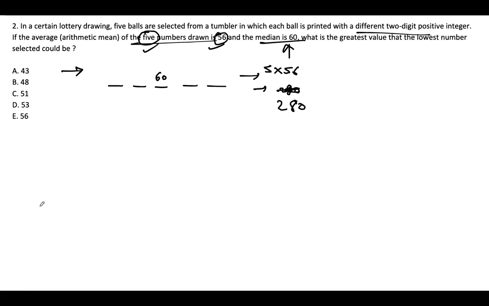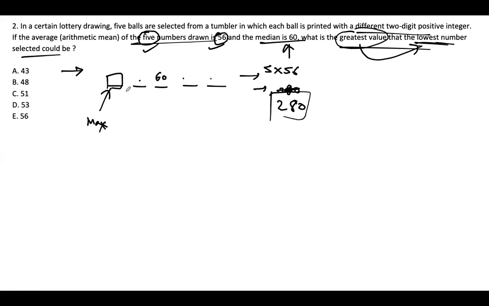280. What is the greatest value of the lowest number selected could be? So you need to find the maximum value of this. See, the sum of these 5 numbers is constant. In order to maximize it, you need to minimize all the others. Minimize the remaining. So what is the minimum value of these 2 numbers?